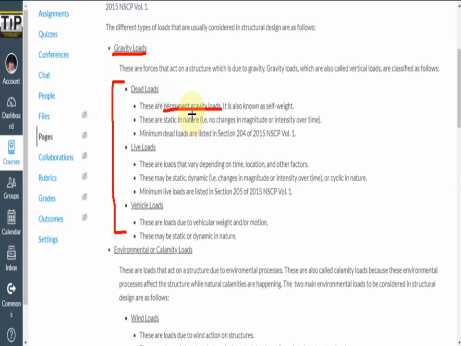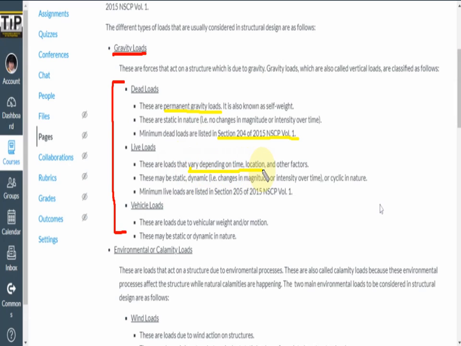Okay. So we can say that dead loads are static in nature. The minimum dead loads are listed in section 204. For live loads, these are gravity loads that may vary with time, location, and other factors. This one may either be static, dynamic, or cyclic in nature. When we say dynamic, it changes in magnitude over time.